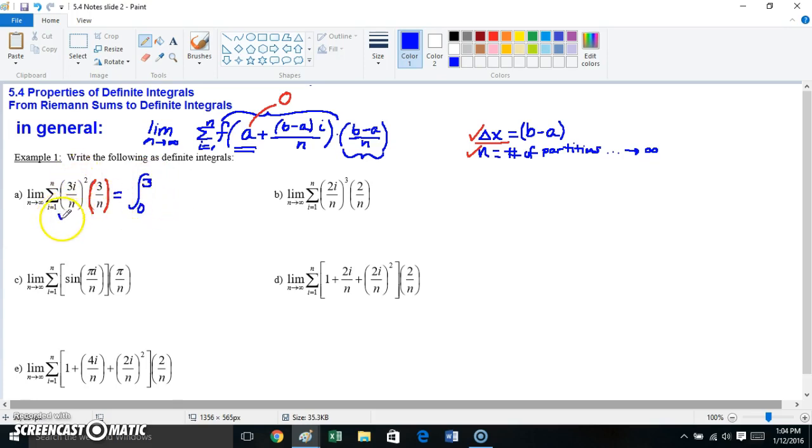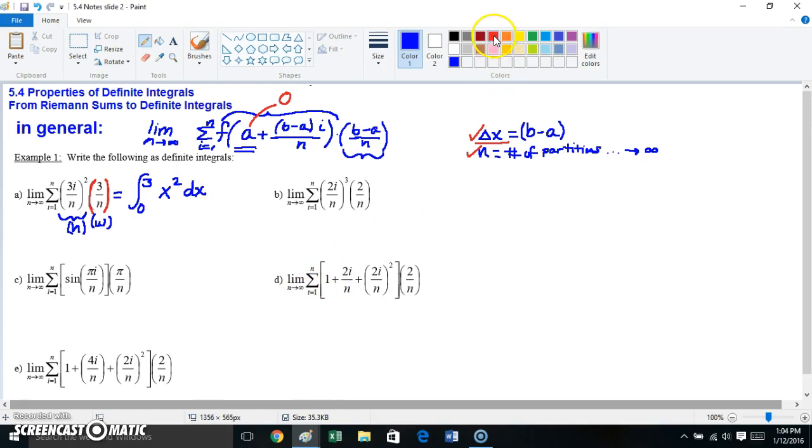We need to look at this term here as the height of the rectangle. So here we're talking about the width of the rectangle, here we're talking about the height of the rectangle, and if we add up all those areas, we will get the area under the curve. So this term is going to give us a picture of what our function is. So we're looking at x squared as our function.